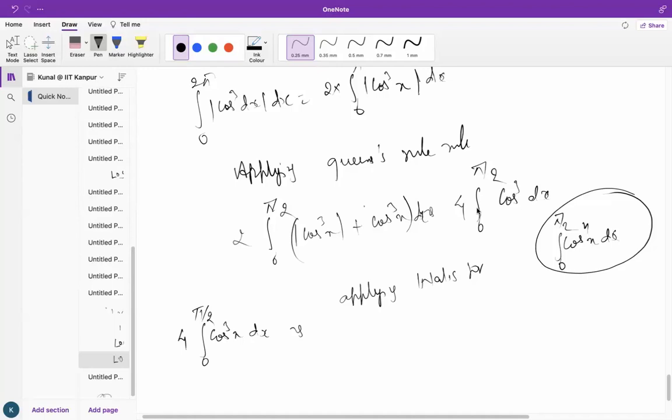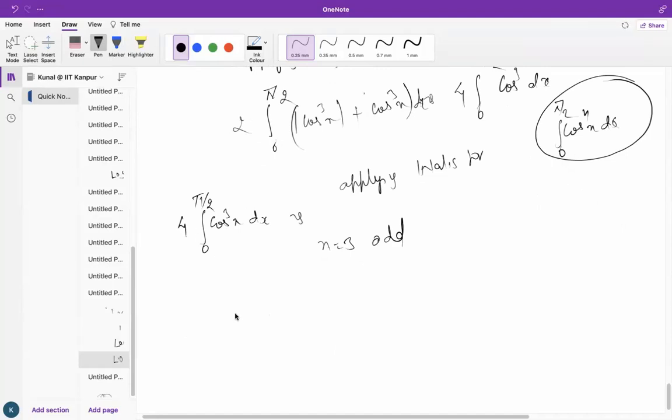Why? The question is why? Because it's integrating from 0 to pi by 2, and it is also of the form cos to the power nx. So it's favorable to apply the Wallis theorem here. So let me apply Wallis here. Here n is equal to 3, which is odd. So we have to multiply it by 1.